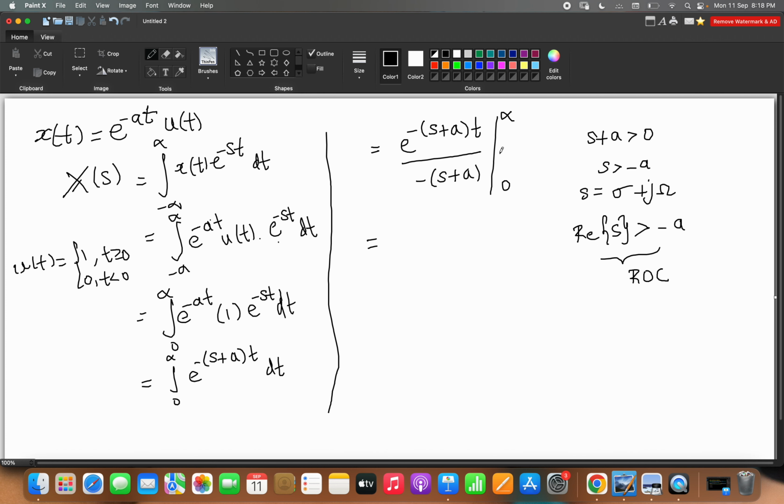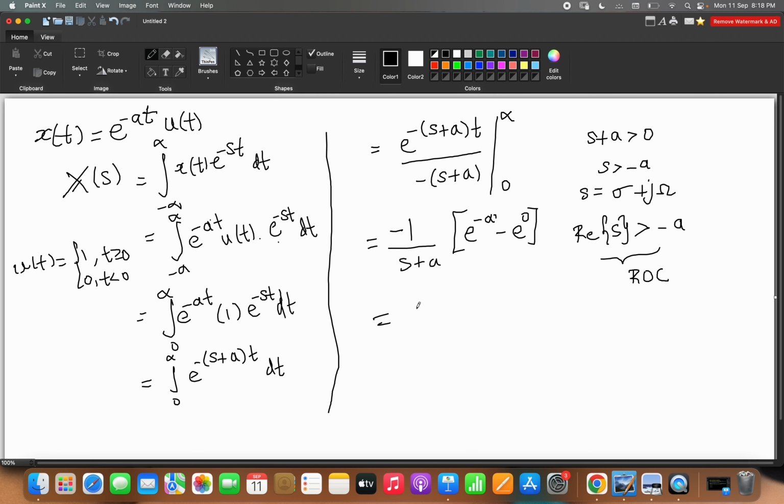So just apply the upper and lower limits. If you apply the upper and lower limits, then the equation becomes: I am taking the denominator outside, so I have 1 over minus s plus a. Okay, now I am applying the upper and lower limits. Applying the upper limit, I will get e power minus infinity, minus applying the lower limit, I will get e power 0.